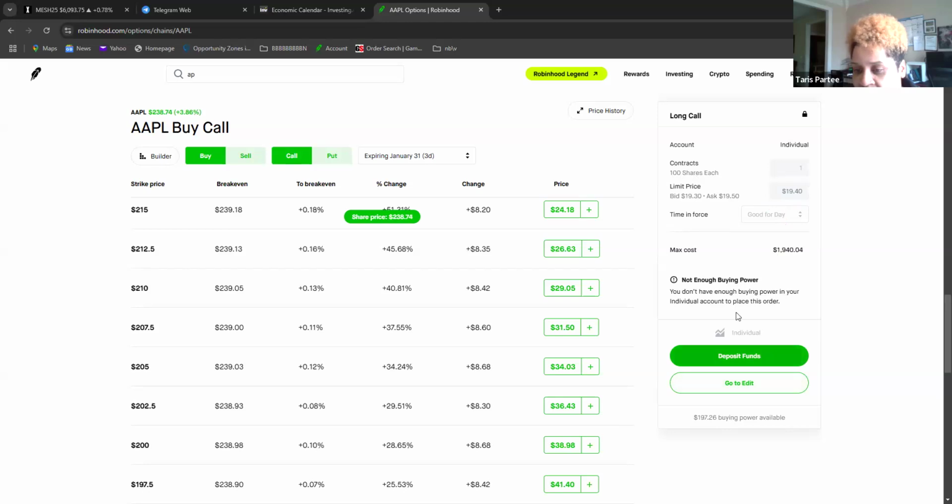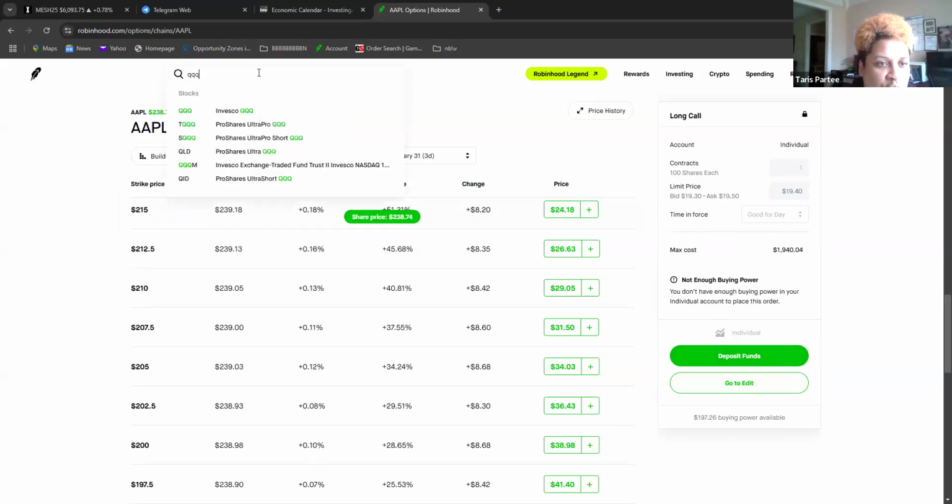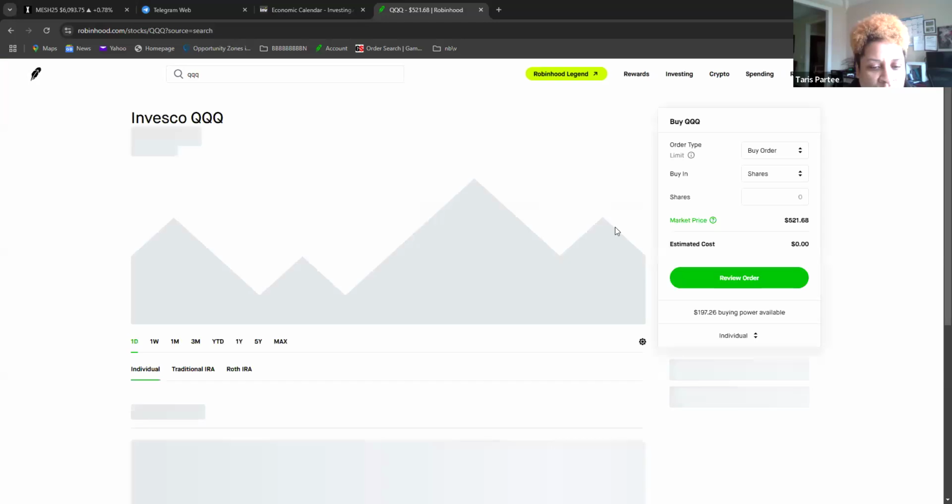They're telling me to deposit funds. This is my small account. I don't really keep a whole lot of money in this account. But anyway, it's going to tell you to submit, and then voila, there you go. It will show up on the top of your screen, and then you'll be in the trade.